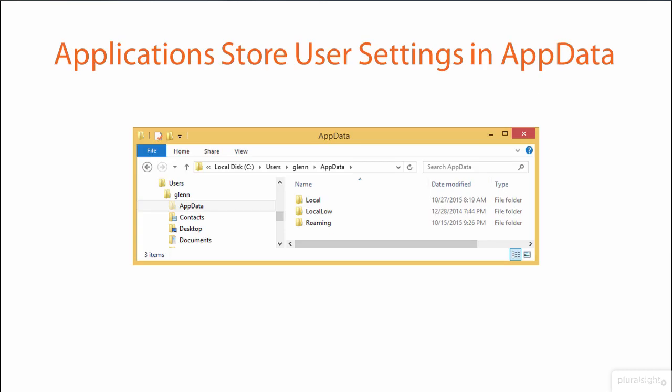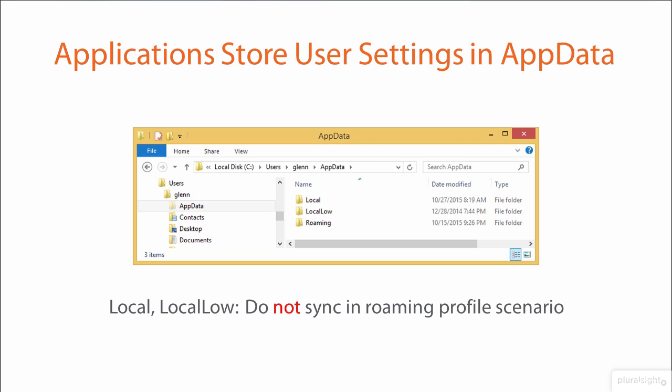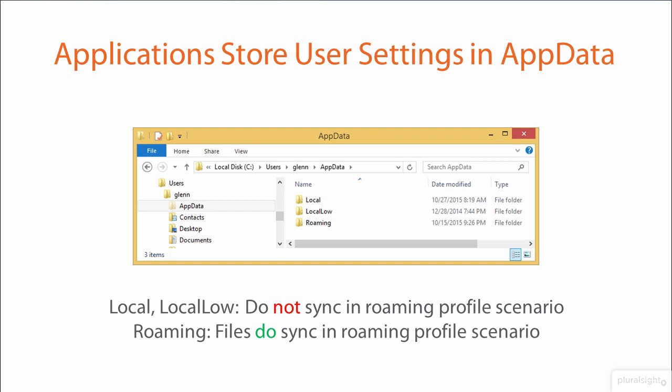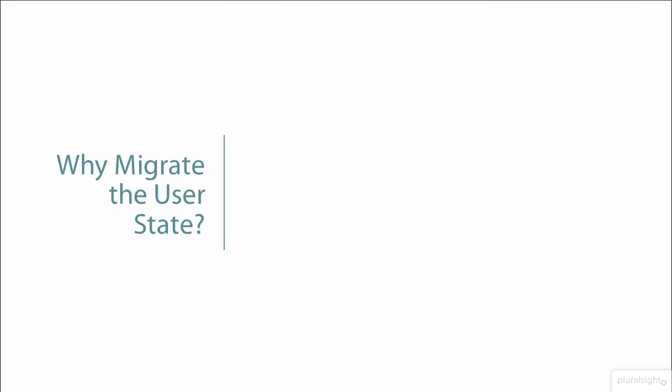If applications play by the rules, then they will store user-specific, application-specific settings and/or files in a hidden folder named AppData in the user's profile, as we see here. The Local and LocalLow folders contain files that do not synchronize across the network if the user has roaming profiles enabled. We'll talk about those in a couple of minutes. And the Roaming folder contains files that do sync in the roaming profile scenario.